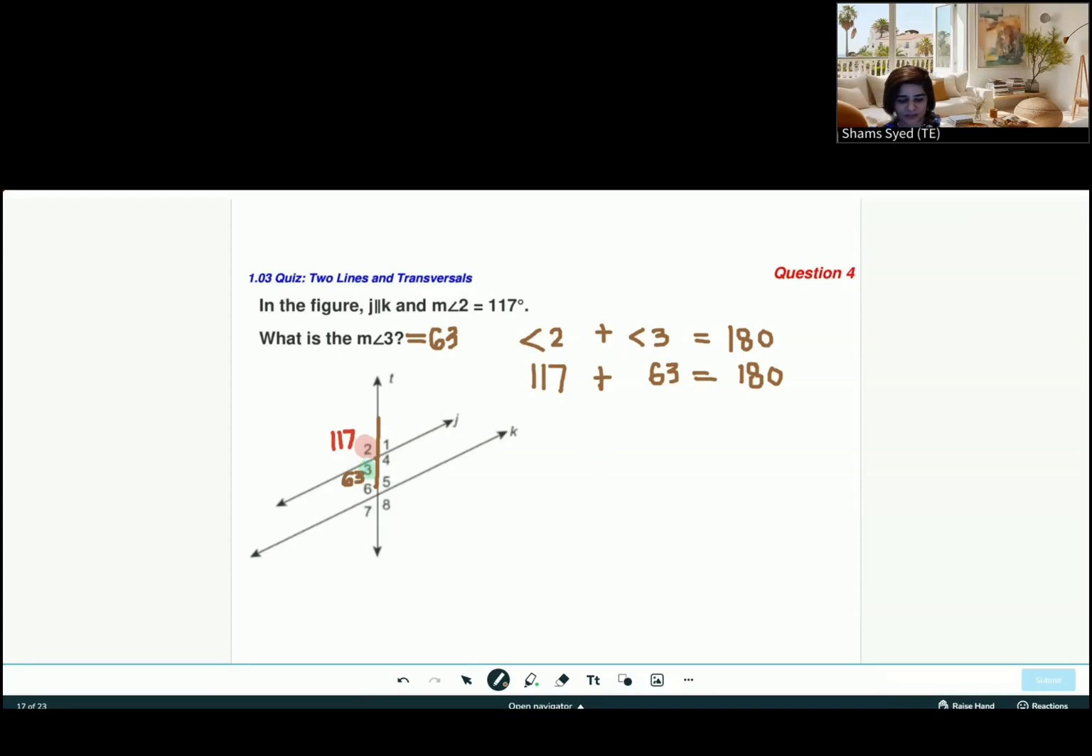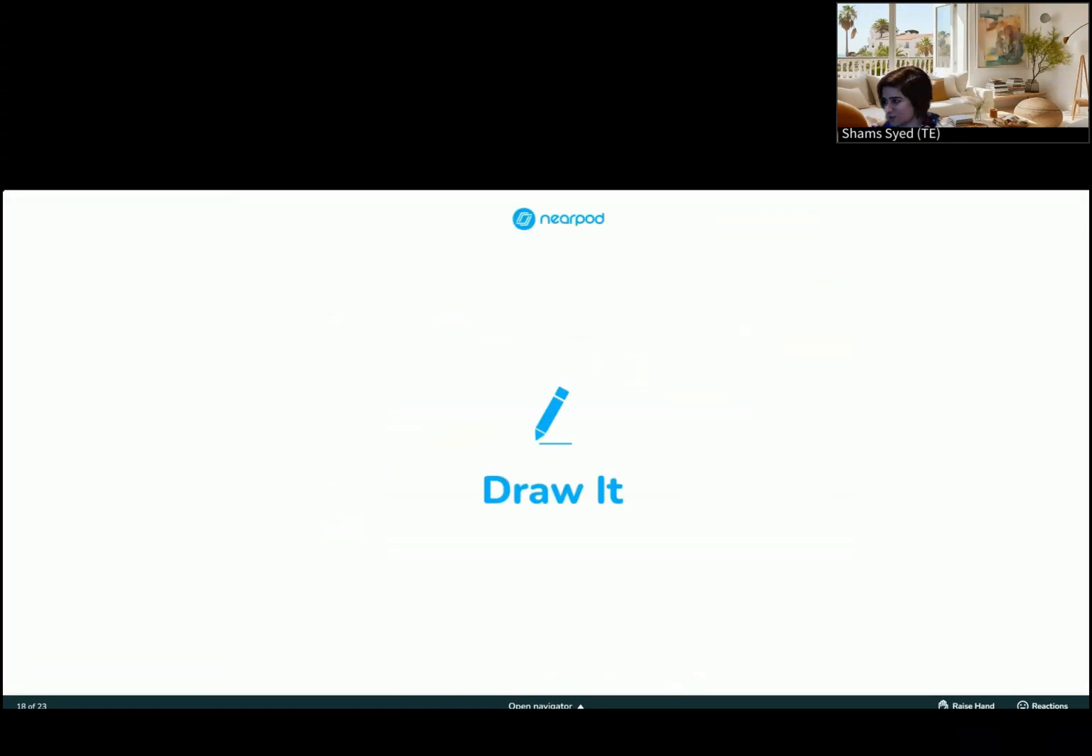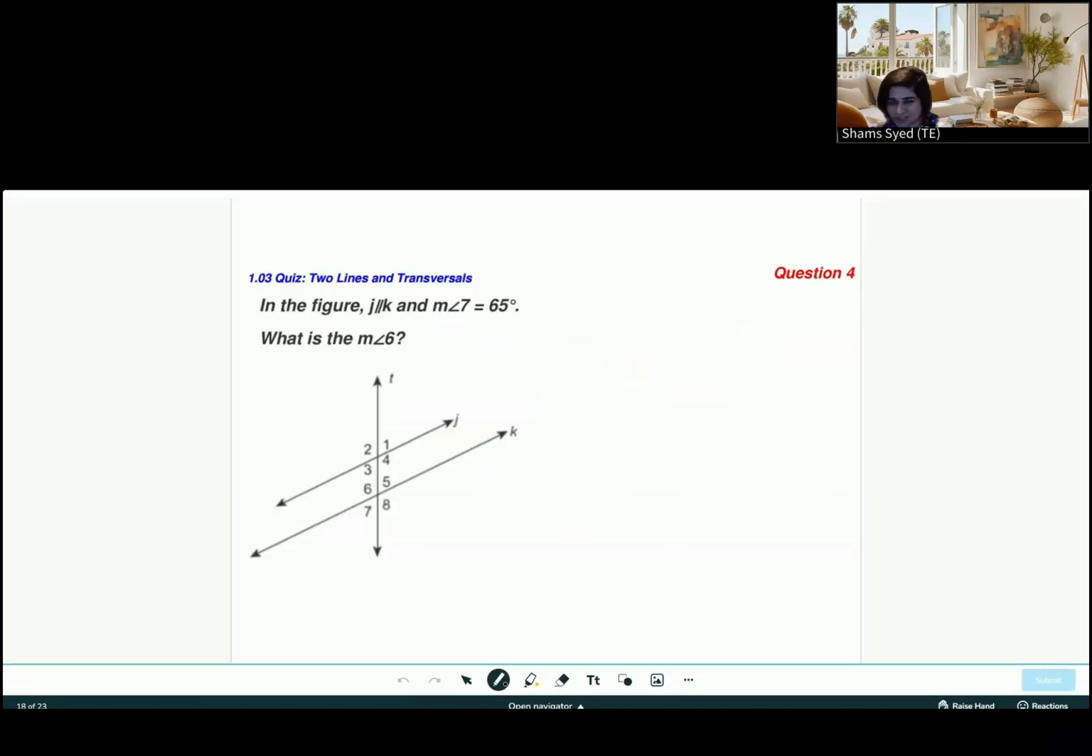Let's move on to the last variety of question 4. Question 4. Angle 7. Angle 7 is 65. And you want to find angle 6. Right? Would you be able to find angle 6? Everybody give it a try.